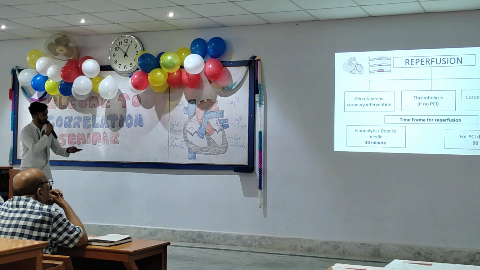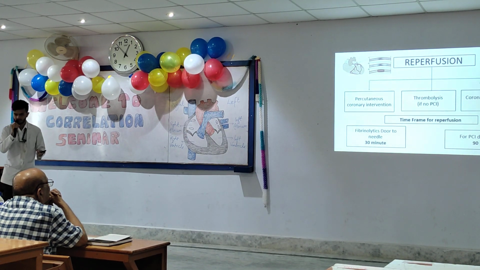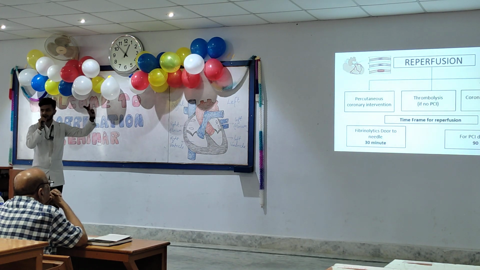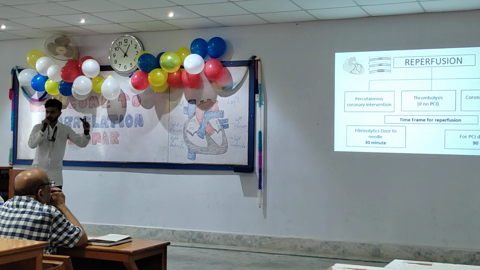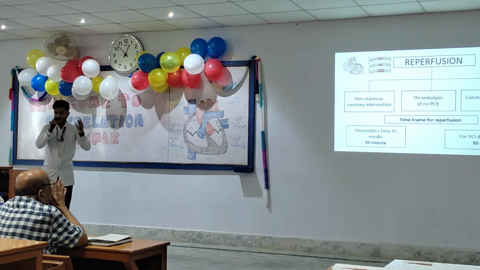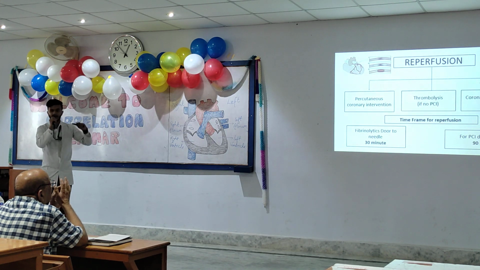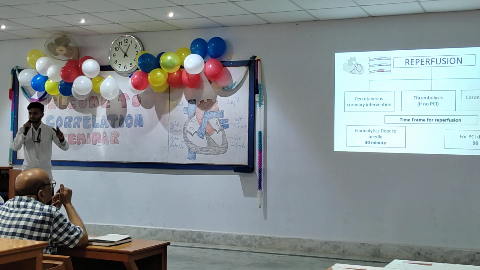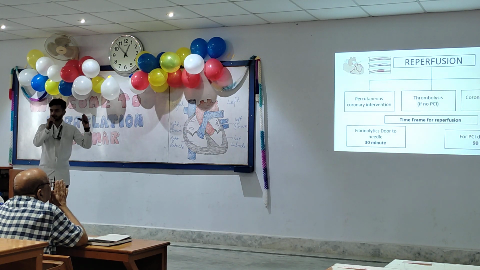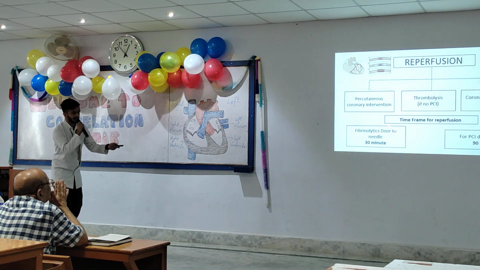Okay, let's summarize the reperfusion therapy. The first reperfusion therapy is PCI, percutaneous coronary intervention. In PCI, a stent is placed in the coronary artery that avoids the blockage. But the problem is that the stent also behaves as an antigen in our body. So again, there may be a possibility of platelet aggregation. To avoid that platelet aggregation and to prevent future thrombus formation, we use antiplatelet drugs like aspirin.